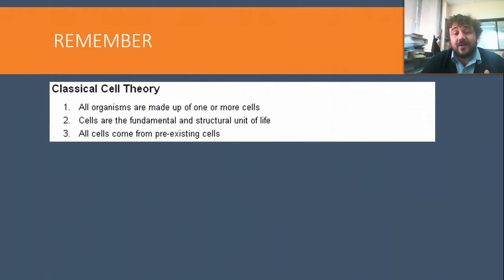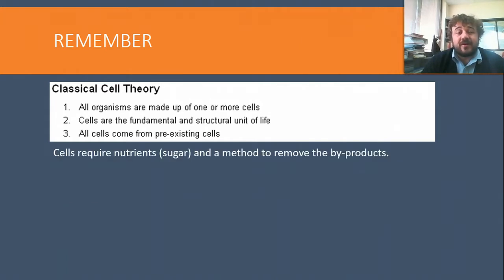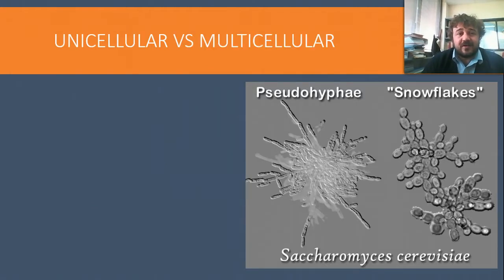All right, so you need to remember cell theory again. So everything's made up of cells. It's the basic unit. You can't get smaller than a cell and be alive. And all cells come from pre-existing cells. Now, cells require nutrients. So that's sugar and a method to remove the byproducts, which is usually carbon dioxide.